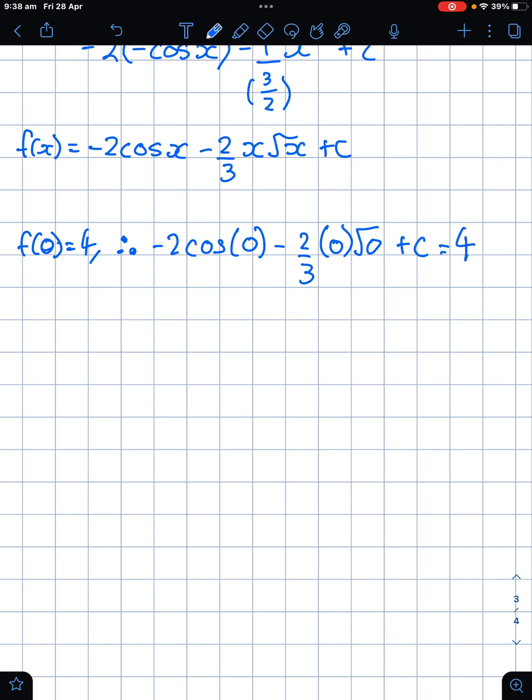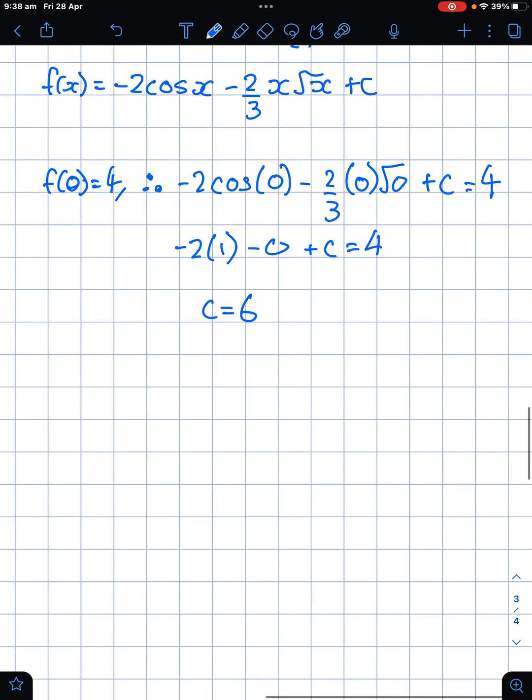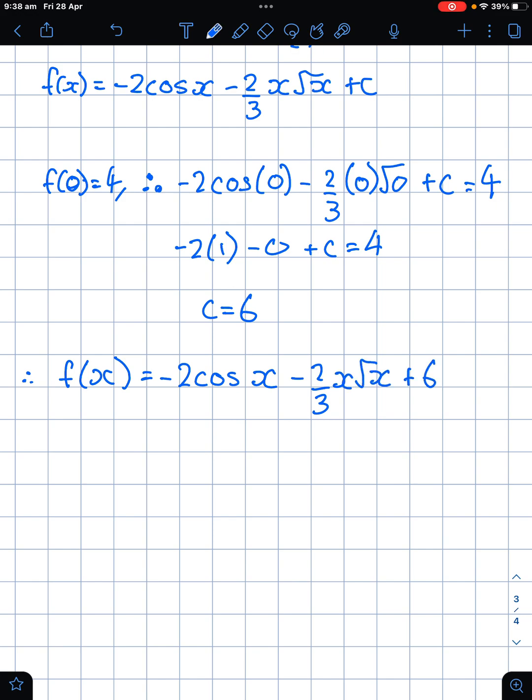Now cosine 0 equals 1, so negative 2 times 1 minus this whole thing here is going to multiply to give us 0. Minus 0 plus c equals 4. So negative 2, if I add 2 to both sides, I get c equals 6. So my f of x, so therefore f of x equals negative 2 cosine x minus 2 on 3 x root x plus 6. All right, lots of examples there.